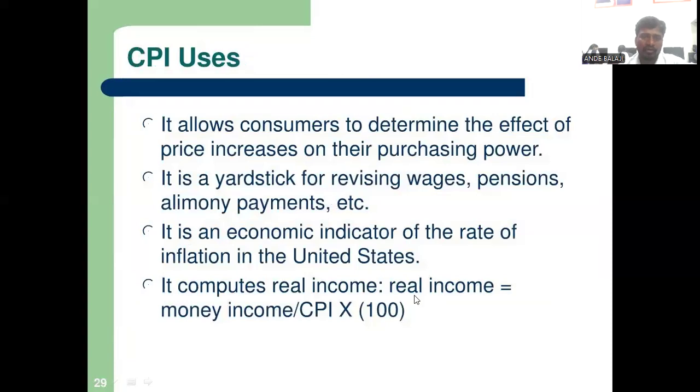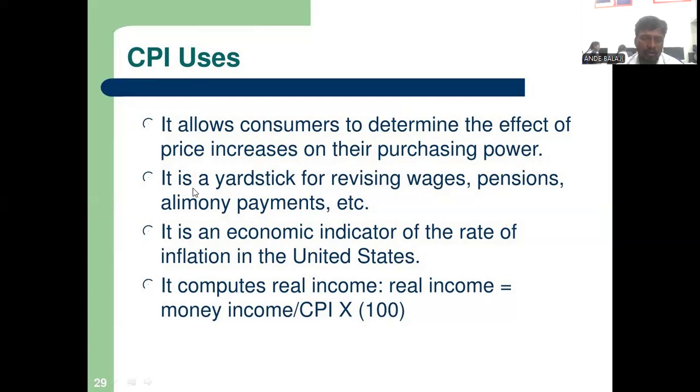Next we have the consumer price index. One of the important special index numbers is the consumer price index number. It allows us to determine a very important thing, the effect of price increases on the purchasing power of money, whether a rupee, a dollar, or any currency. So if we want to measure purchasing power, we need to calculate the consumer price index number.